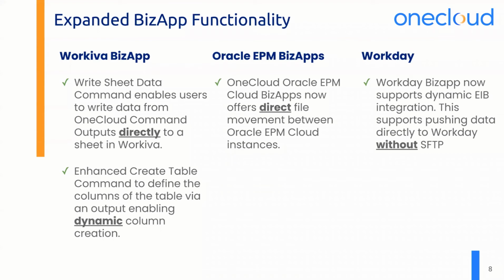Another really exciting one is the enhancement to the create table command. Previously, when you were building out your tables within Workiva in the create table command, you had to have a finite set of columns and know those up front when building them in the Biz app. This can now be dynamic, and you can actually extract data from, for example, a relational database table and describe that table, and then use those columns as an output and pass that right into our create table command within Workiva. So that can be a dynamically driven command.